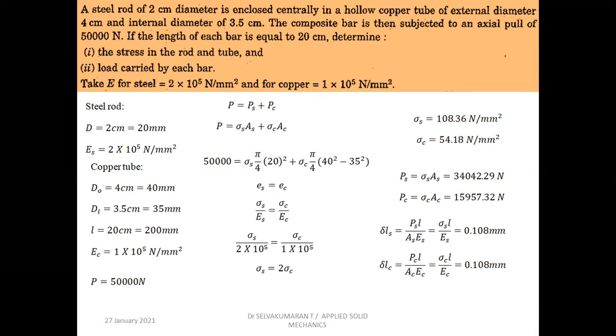And elongation, we only need to find delta L, which is equal to PL by AE. Now delta L S means for the steel, PS into L by AS ES. PS by AS is written as sigma S into L by ES. We get 0.108. And similarly, you can check for the copper tube also, you'll get the same answer. That's why we are saying strain is same, because delta L is same. So delta L by L is nothing but the strain.